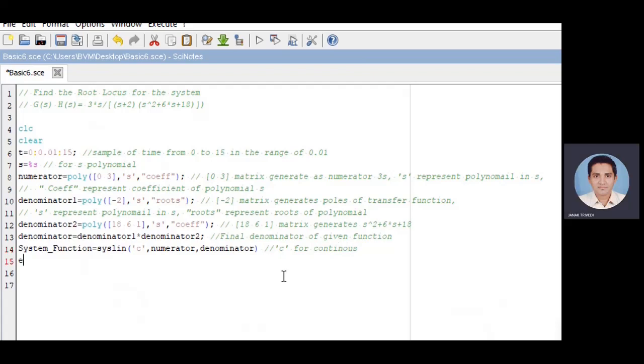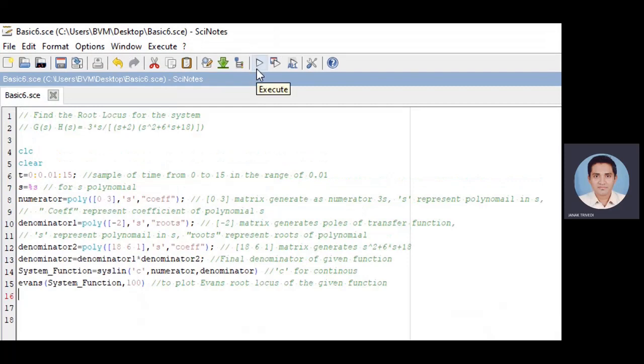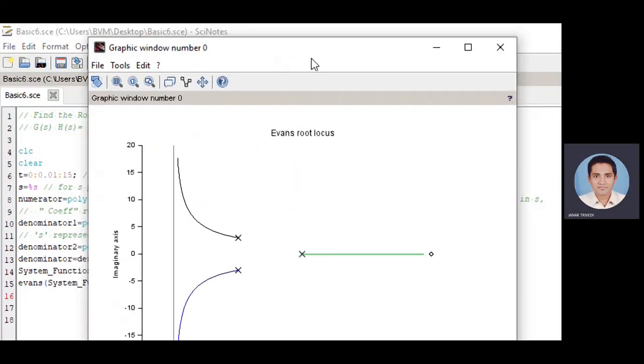Now for root locus, one inbuilt function is there, that is evans. So evans function, and now you can scale as you like. Here I have used 100, or this is a sufficient number to get the root locus on the screen to plot evans root locus of the given function. Okay, so first save this, then run this program. This is the result. So this is the evans root locus of the given system.